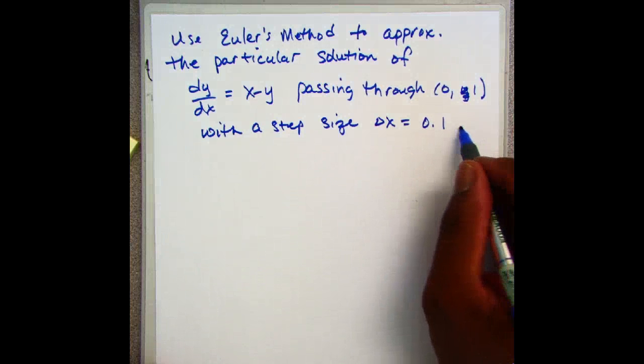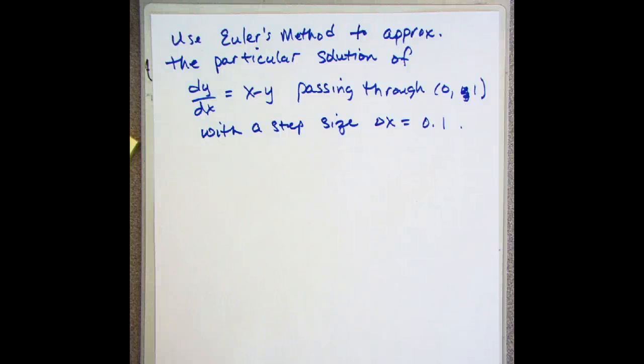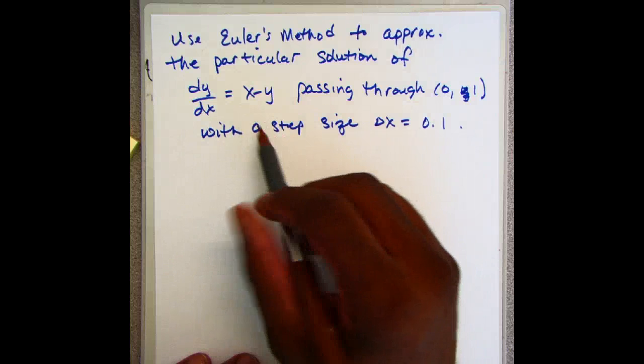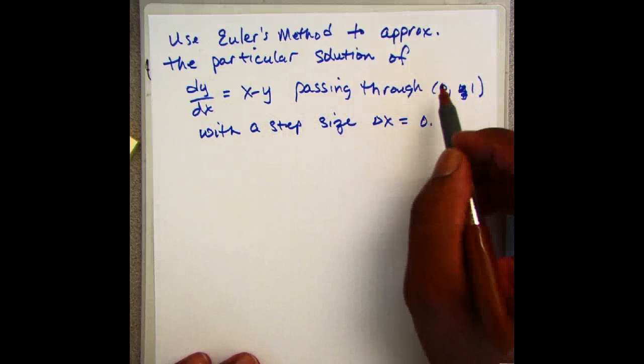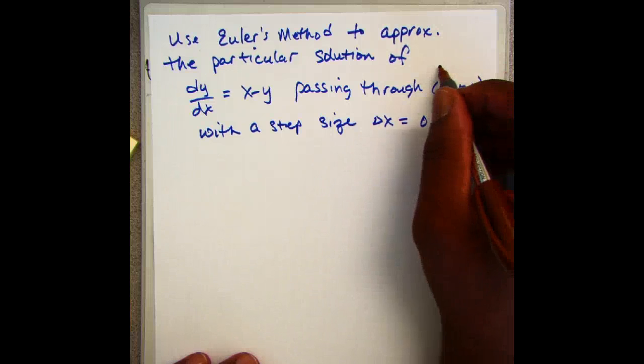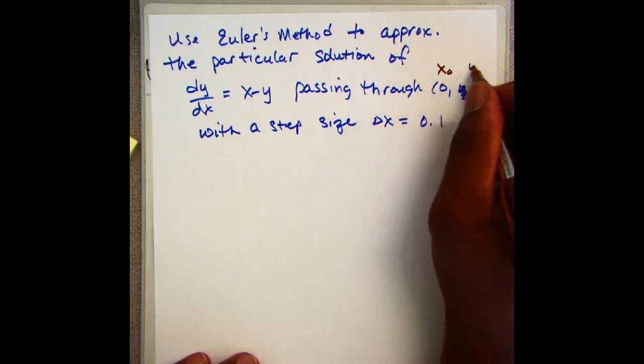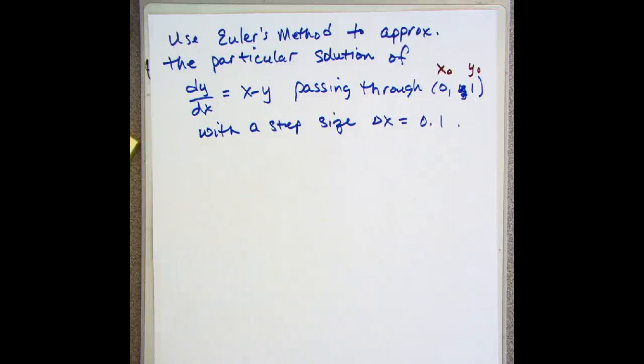Okay, so here the initial point that the differential equation passes through is 0 comma 1. So that's going to be our x0 and our y0. So we want to find a particular solution here of step size 0.1, and I think let's go ahead and do 2 steps here.